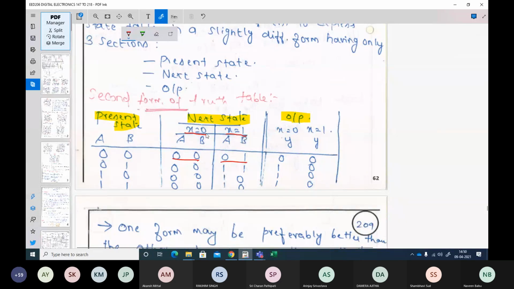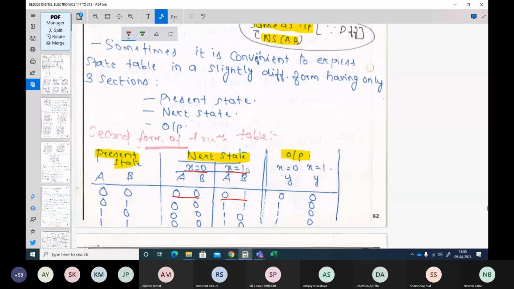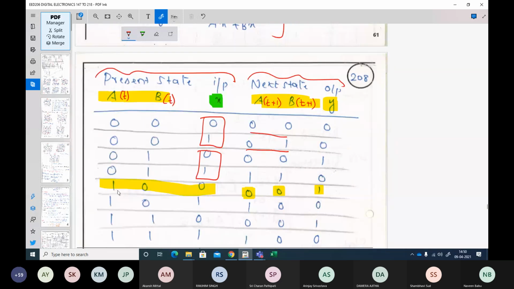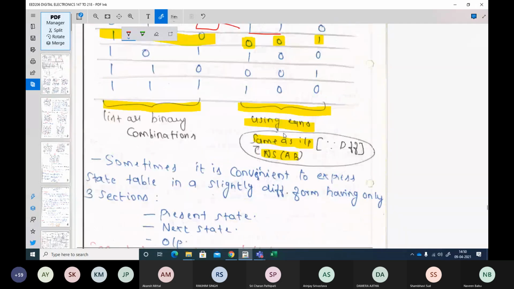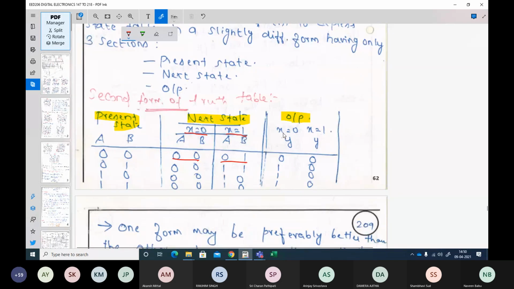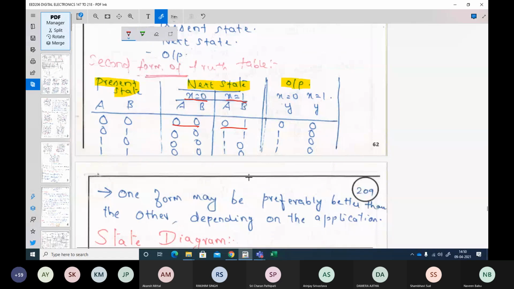When it is 0, 1, it is 0, 0 and 1, 1 for x equal to 0 and x equal to 1. All right, so we fill up this. Likewise, we fill up the output data also.